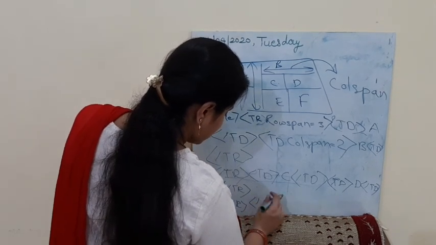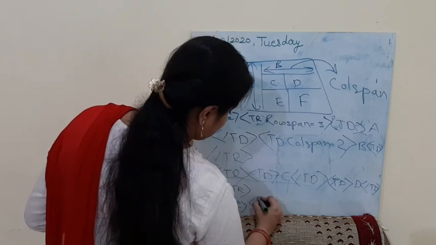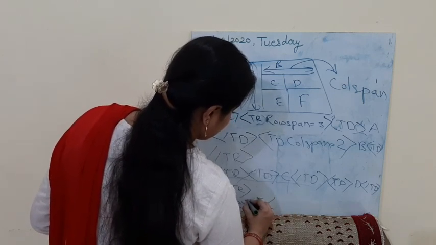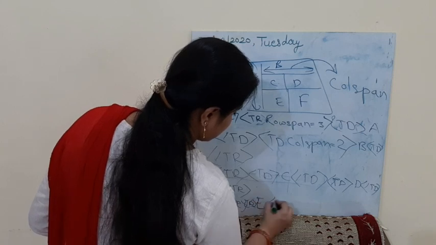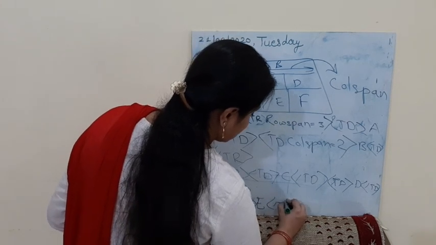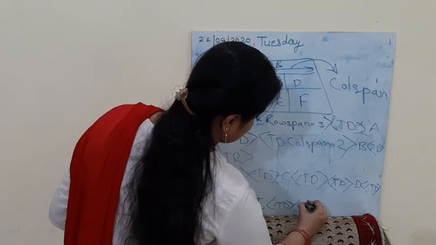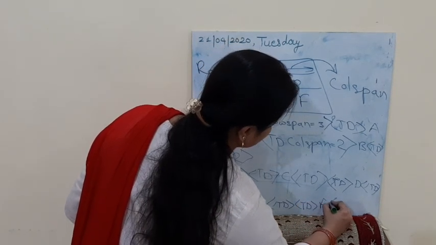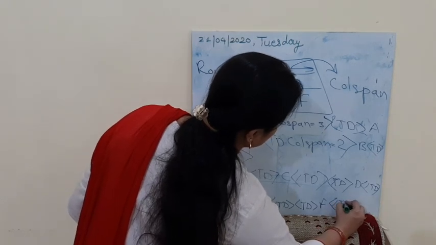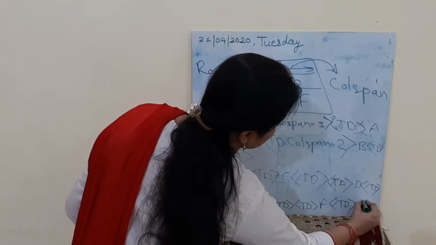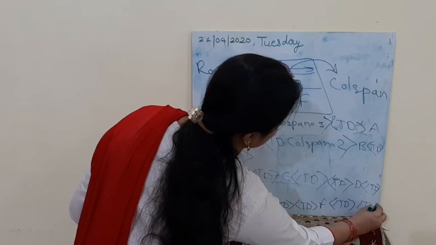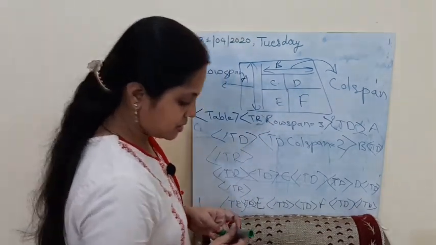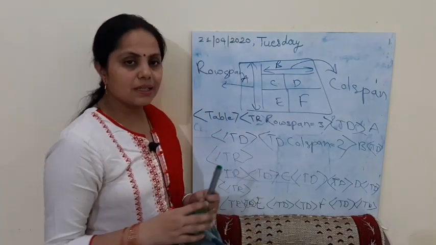In the same way, the next row will be created, tr, td E slash td and td F slash td, slash tr. This is how your table will be created. I hope you are able to understand this.